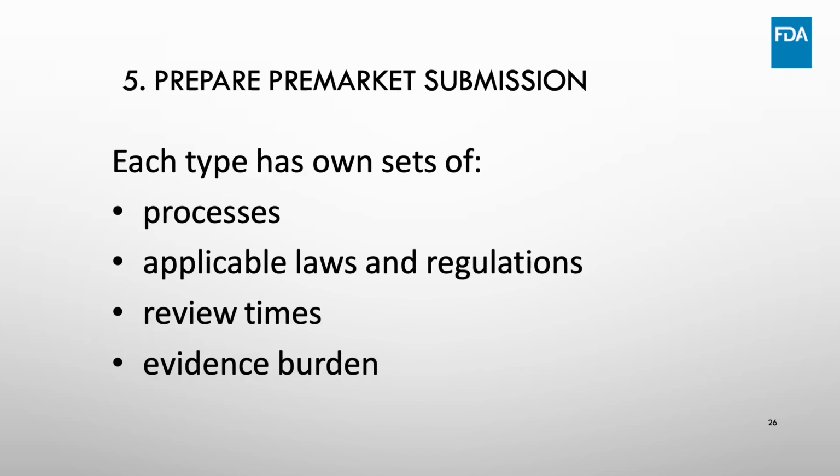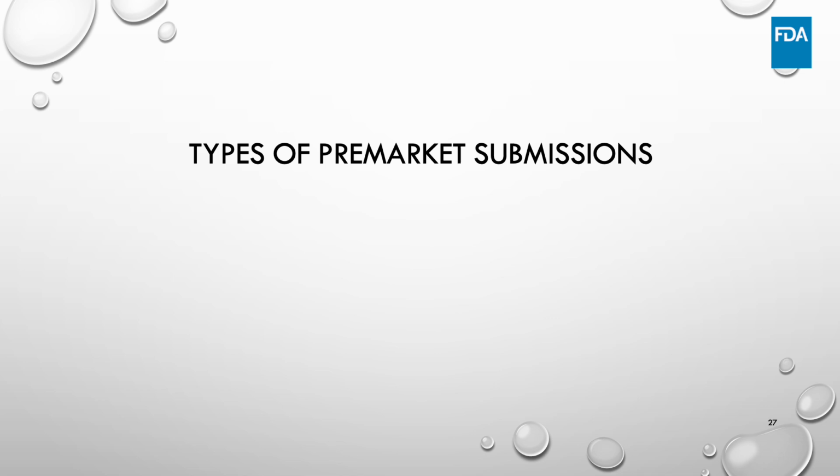And finally, once you have gathered all of your information and evidence, the last step is to prepare and send in the pre-market submission in order to get your product to market. Each submission type has its own set of processes, applicable requirements, review times, and evidence burden. So if you follow these 5 steps, you should have a clear path to get your product to market. Let's take a closer look at the different types of pre-market submissions that you may submit.